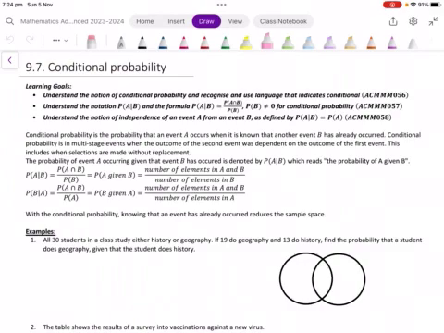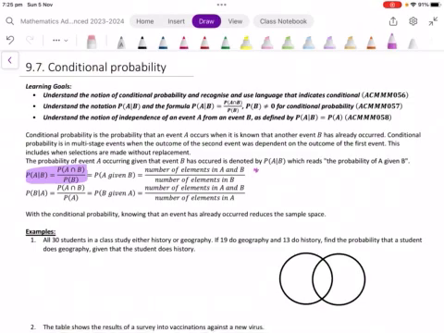The probability of event A occurring given that event B has occurred is denoted by P(A|B), which reads the probability of A given B. Now we have a formula to find the probability of A given B, and it is this one here. This formula is on our reference sheet, so we will go and annotate in a second. I'll just do our little note over here.